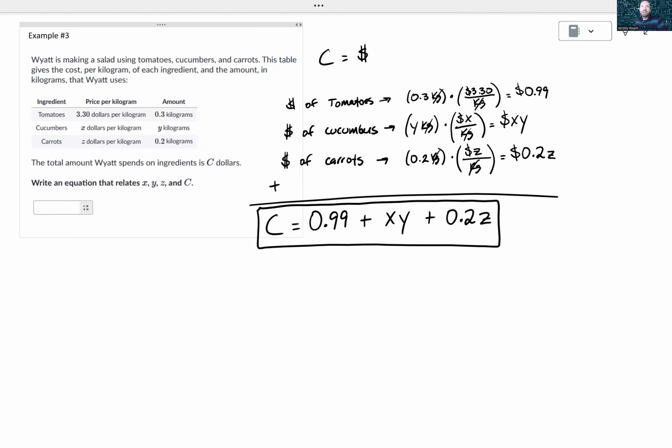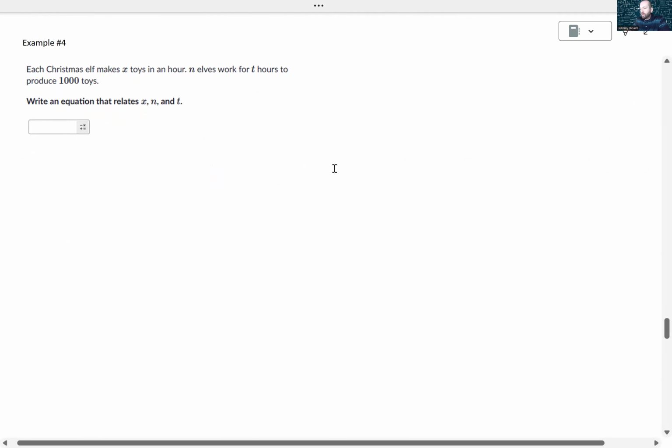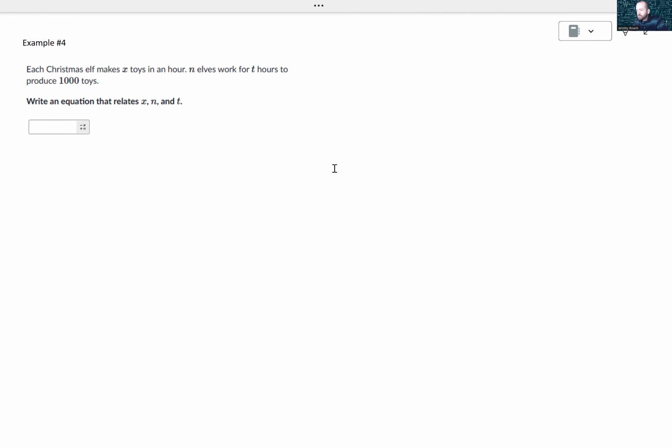All right, let's look at one more with the multiple variables. I thought this was a tougher example. Each Christmas elf makes X toys in an hour. N elves work for T hours to produce 1,000 toys. Write an equation that relates X, N, and T. All right, so we want to define toys for each variable. So we have 1,000 toys. So we know that this is going to be 1,000 equals something in terms of x, n, and t.